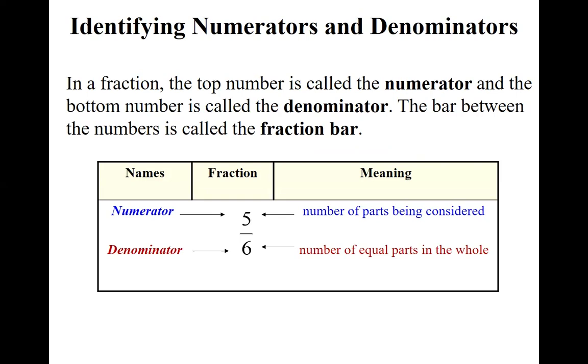So in a fraction, the top number is called the numerator, and the bottom number is called the denominator. The bar between the numbers is called the fraction bar. So if we have the fraction 5/6, that's a numerator of 5, a denominator of 6. The numerator is the number of parts being considered, and the denominator is the number of equal parts in the whole. So the fraction 5/6 represents 5 out of 6 total parts. And those total parts are equal parts.